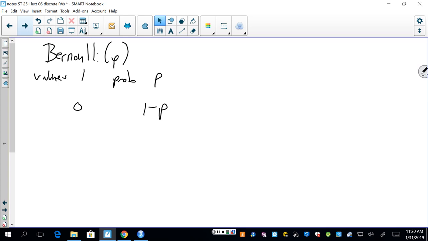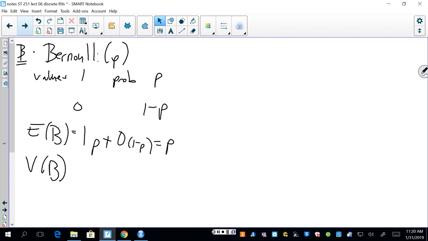Maybe I'll just call this variable p. Right, I'll give it the name p. The expected value of this variable we figured out is 1 times p plus 0 times 1 minus p, which is simply p, the proportion. We had a bunch of zeros and ones. The proportion of times in the long run that you're going to get ones is p. What's the variance of this? What do we do to calculate variance?